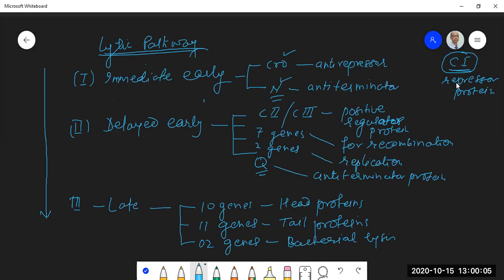I'll be telling you shortly. It codes for a protein called repressor protein. How these two pathways, lytic and lysogeny, are interlocked: this CRO inhibits transcription.